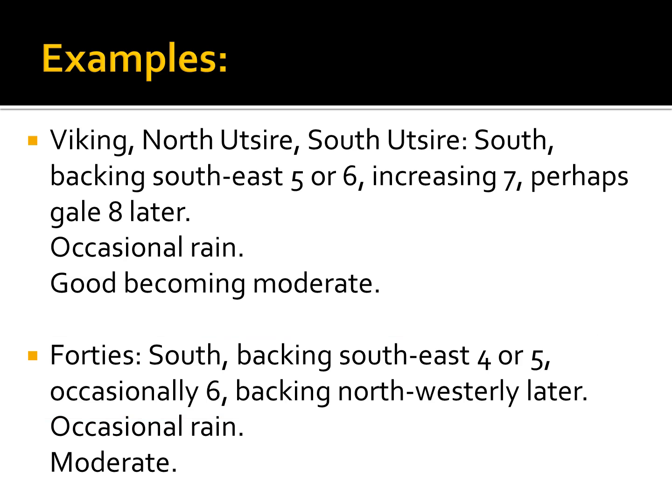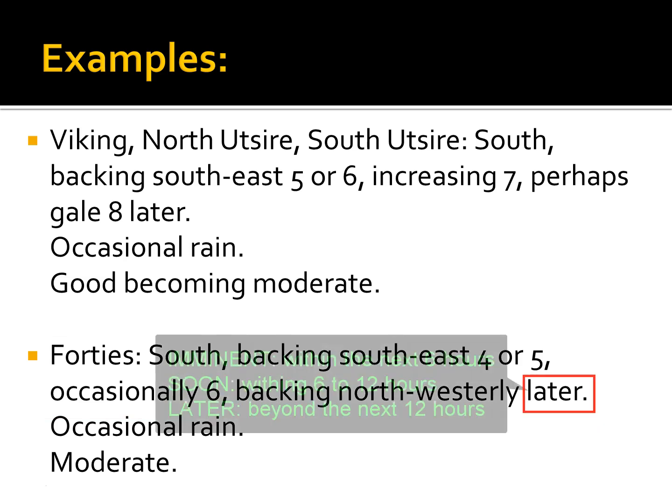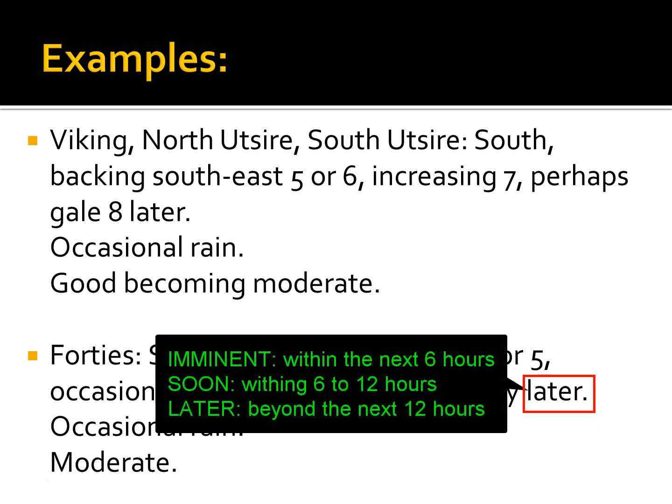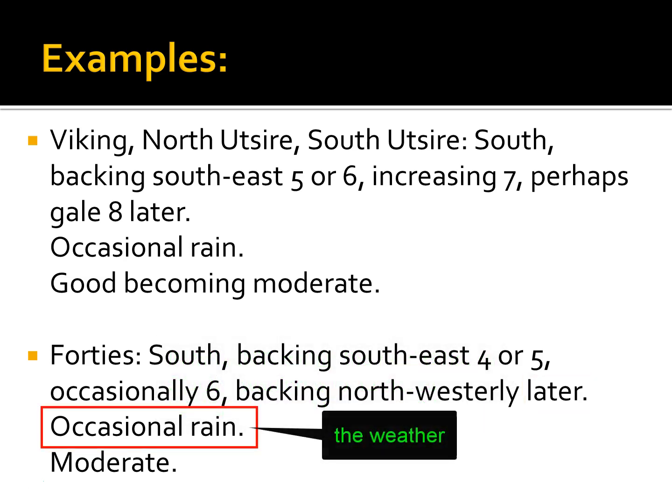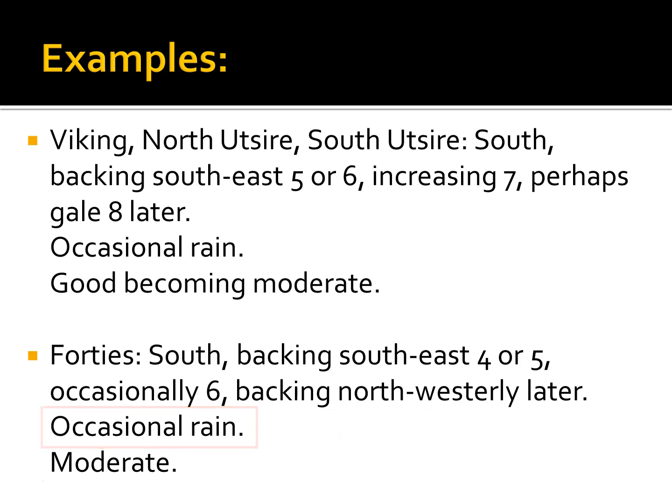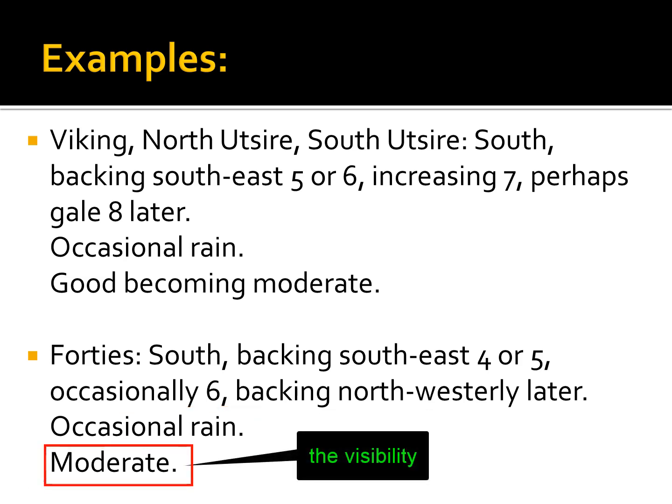Three words are used to indicate when something is going to happen. Imminent. Imminent means within the next 6 hours. Soon means within 6 to 12 hours. Later means beyond the next 12 hours. Then comes the weather, occasional rain, and lastly, the visibility, moderate.